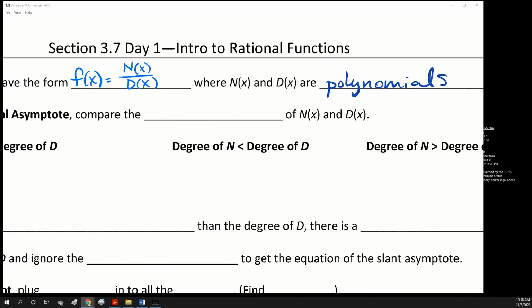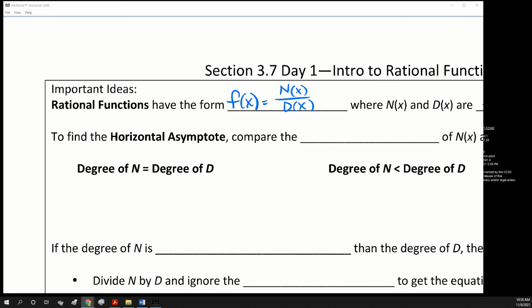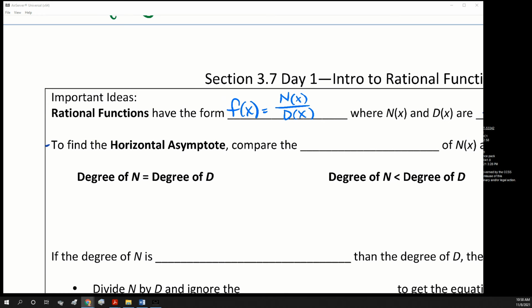All right, so I realized that in these notes, I put how to find the horizontal asymptote before I told you what it was. So that's probably not a great idea. So we're going to squeeze in what a horizontal asymptote is. Now, you haven't learned about rational functions, but you have learned about functions that have horizontal asymptotes. So in Algebra 2, you learned about exponential graphs. Do you guys remember those? They have horizontal asymptotes. Do you remember what a horizontal asymptote is?